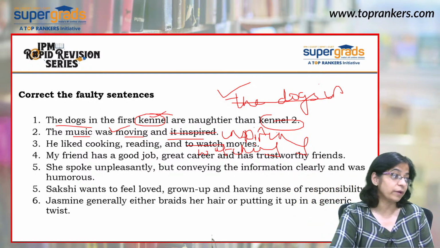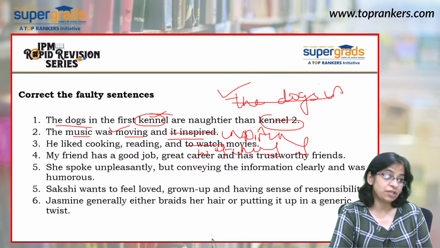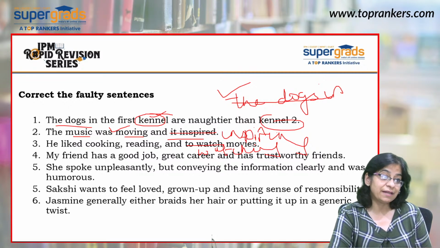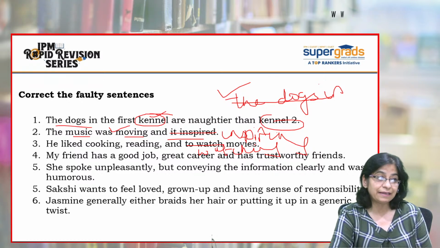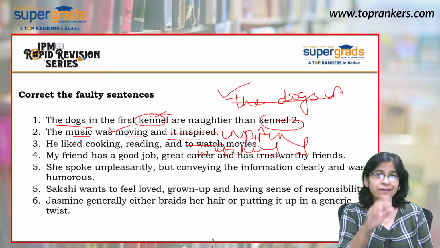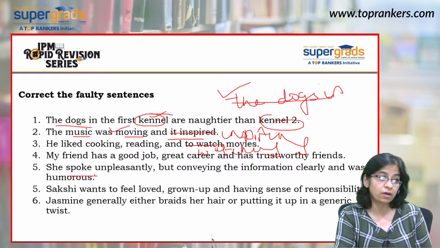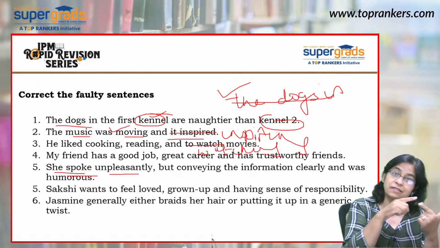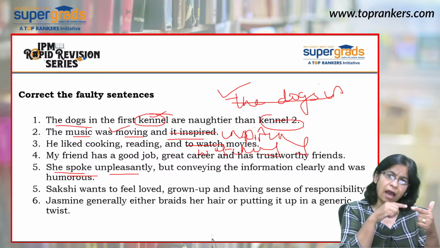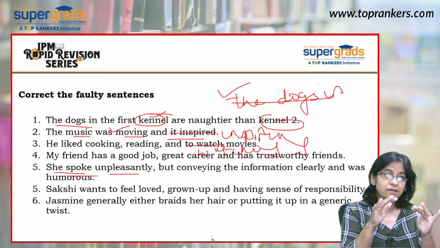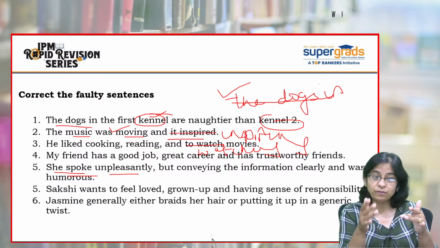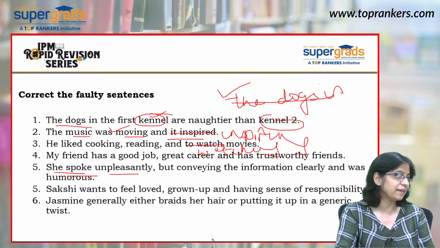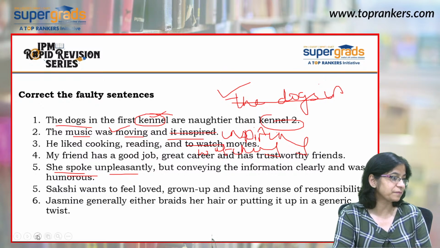Okay, there's another one. She spoke unpleasantly, but conveying the information clearly and was humorous. Now, see, there are two parts in the sentence. One, she spoke unpleasantly. Now, how did she speak? She spoke, it's in past tense, right? And how was the tone? Very unpleasant. And conveying the information clearly and was humorous. Try and get the answer for this one. Let's see. Yes, Yashas, your answer is absolutely right. Great.